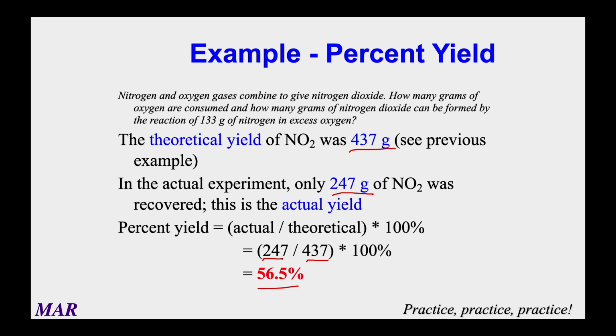Now, 56.5% could be an awesome percent yield, or it could be horrible, all right? Some reactions by default have percent yields that are almost 100%, if not 100%.